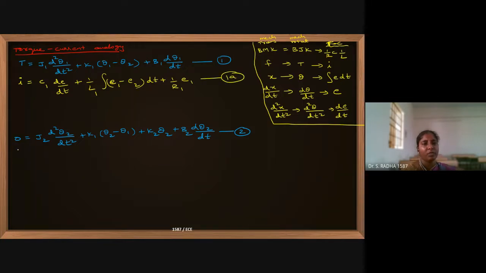Now I am going to equation 2. J means C2 and d by dt.